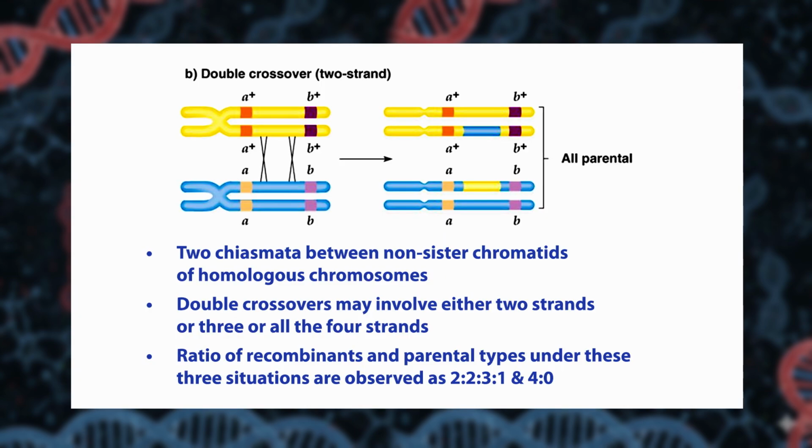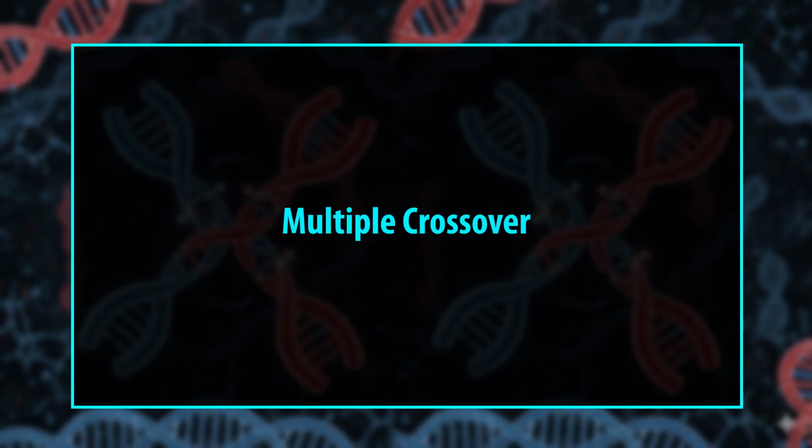Double crossover. It refers to formation of two chiasmata between non-sister chromatids of homologous chromosomes. Double crossovers may involve either two strands or three or all the four strands. The ratio of recombinants and parental types under these three situations are observed as 2:2, 3:1 and 4:0 respectively. Multiple crossover. Presence of more than two crossovers between non-sister chromatids of homologous chromosomes is referred as multiple crossing over. Frequency of such type of crossing over is extremely low.